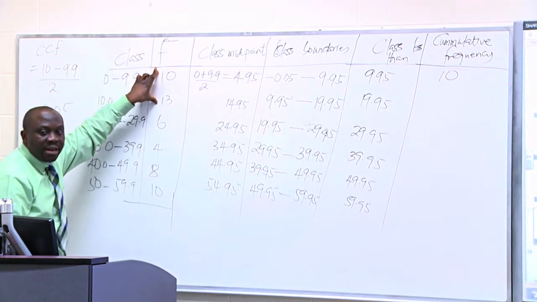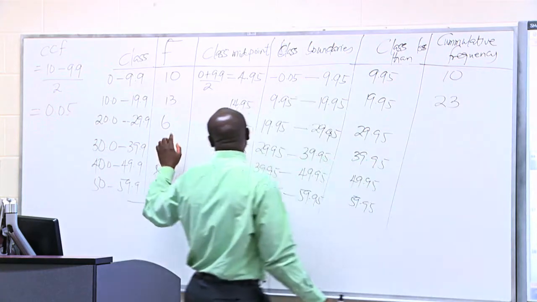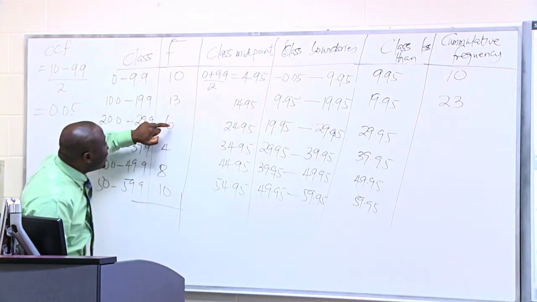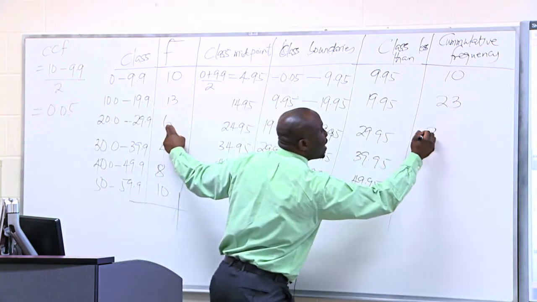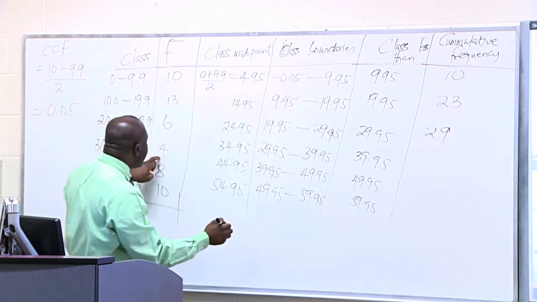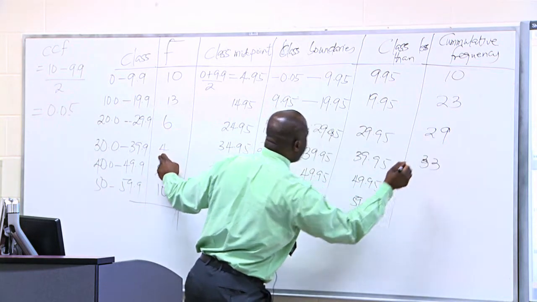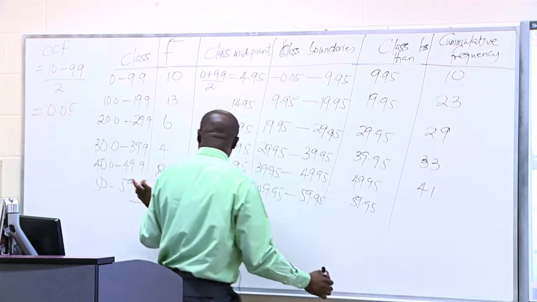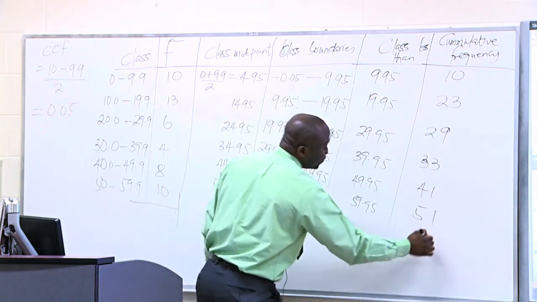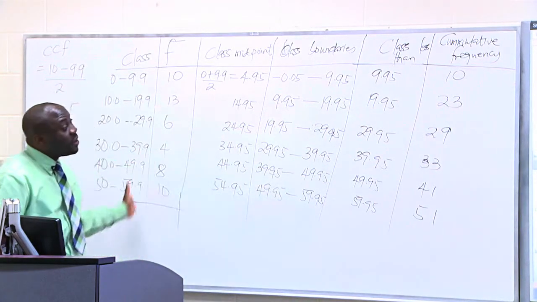Therefore, we combine these two. The next one will be by adding this 6 to the sum. 29, add the 4 to that, 33, add the 8, 51. Which is that. And we find all these simply because we want to draw these graphs.